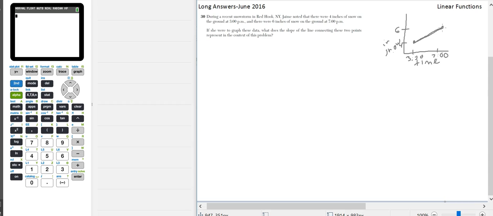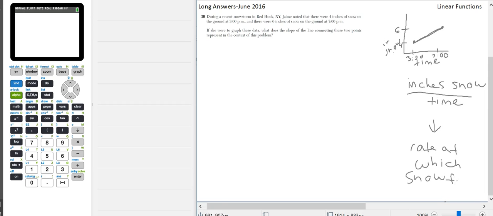The slope of the line is always the change in the y values. So it would be the change in the inches of snow over the change in the time. So the slope, in this case, would represent the rate at which snow is falling. So the answer to the question, what does the slope of the line connecting these 2 points represent in the context of this problem, is that it represents the rate in inches of snow per hour.